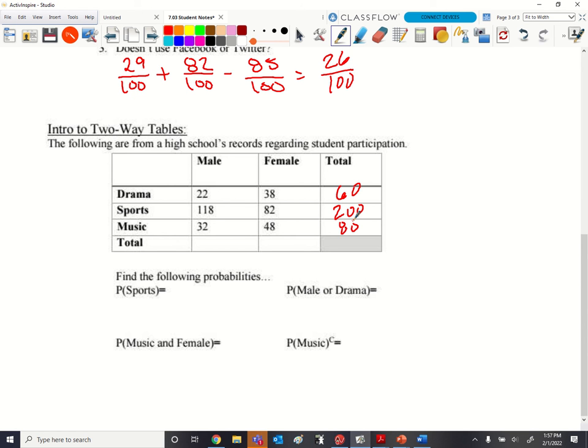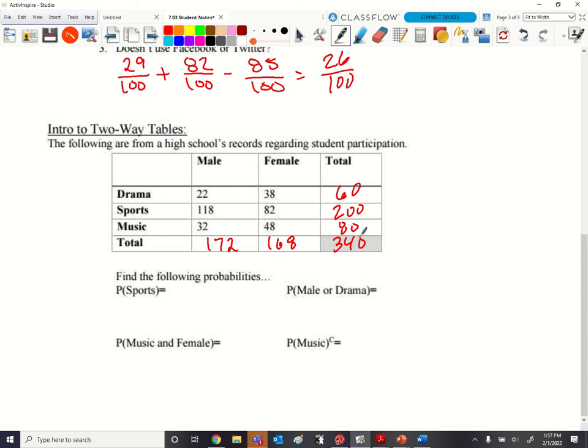172? 172. How many female students? 168. And how many total students? 340. Okay. So now, we're going to go through and start picking out my values.